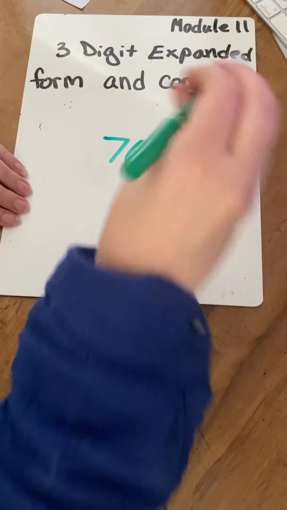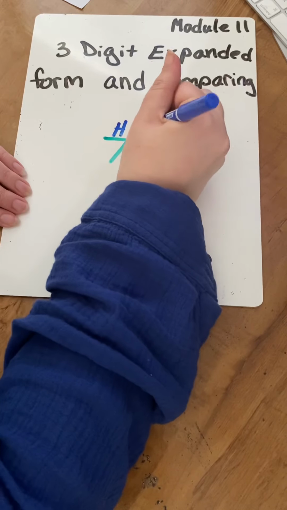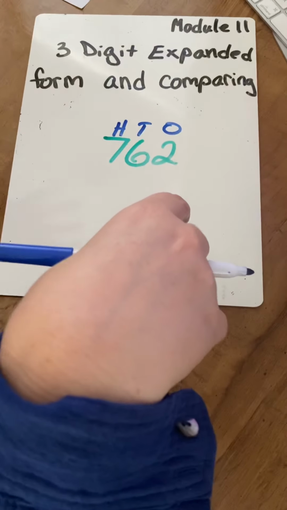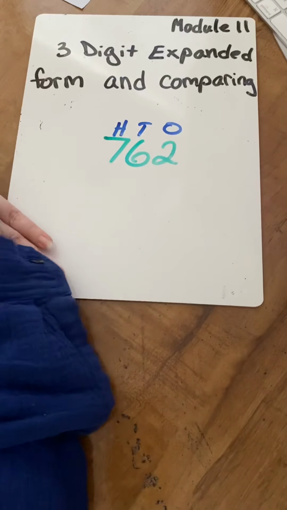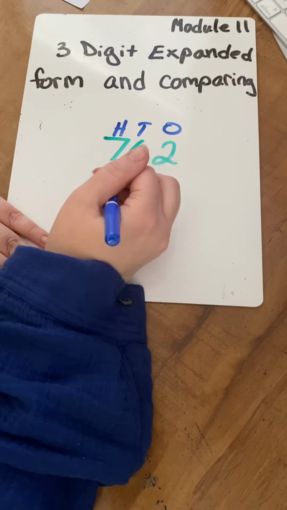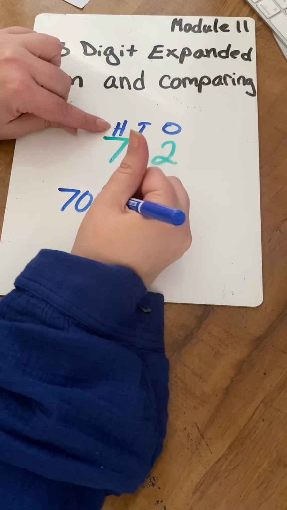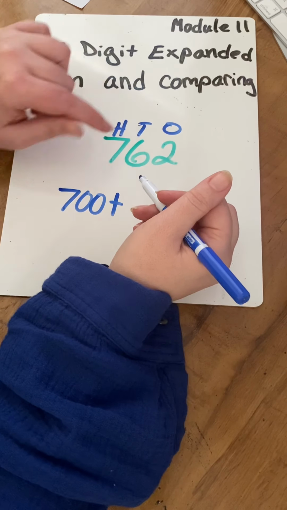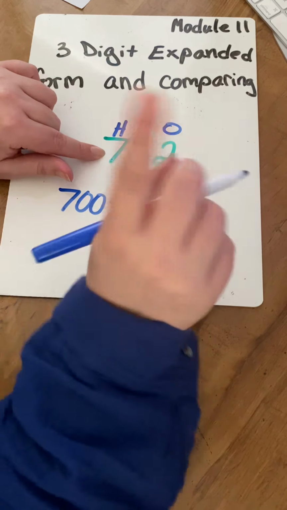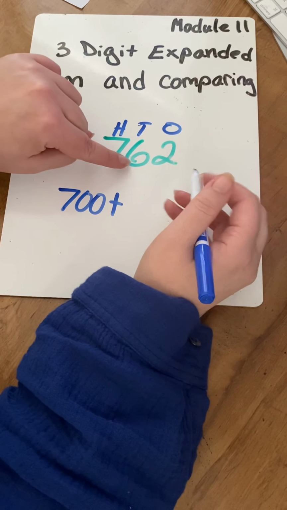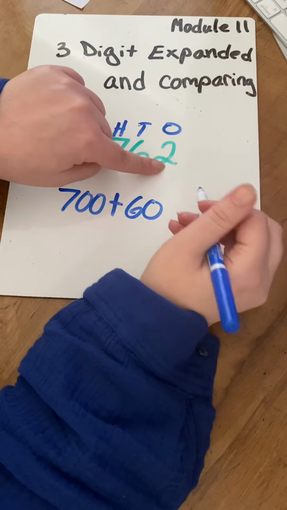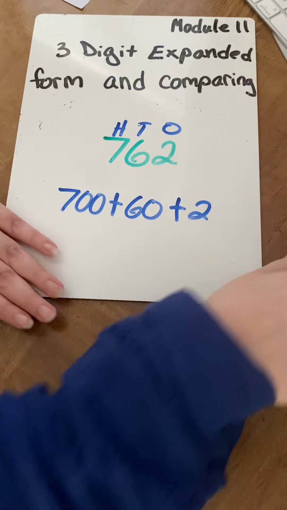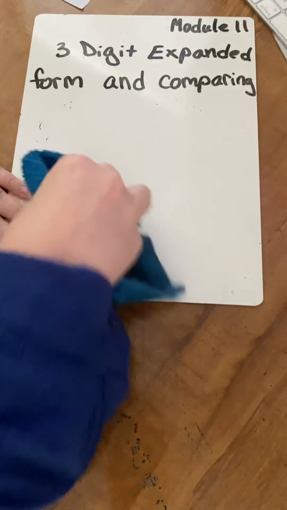Okay, so I'm going to put my HTO on top. All right, and I'm going to pull this number apart into hundreds, tens, and ones. So start with the hundreds. How many hundreds? 7, 700, plus 6 tens, but that's not just 6. We don't say 762, no. We say 762. Is this how you wrote it? Okay, let's do another one.